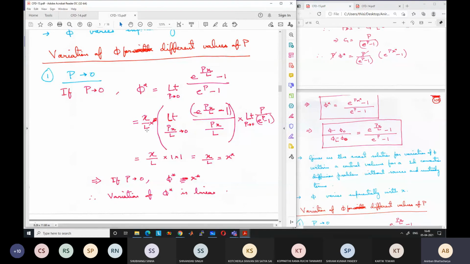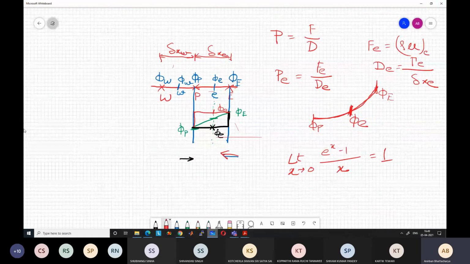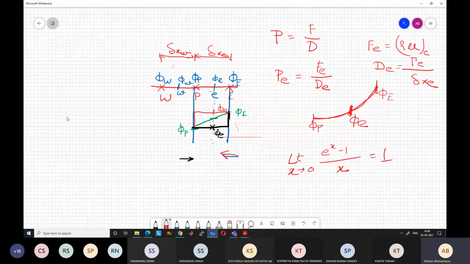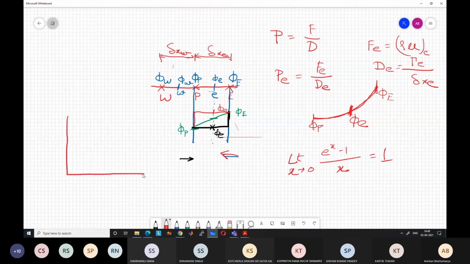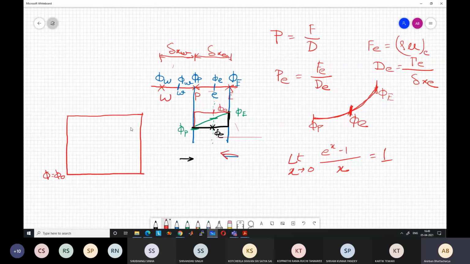How does it look like? It looks like this. So if I draw this somewhere, say this is phi equal to phi 0, and this is phi equal to phi L. The vertical axis is phi. This point is phi 0 and this point is phi L, and this is x equal to 0 and this is x equal to L.